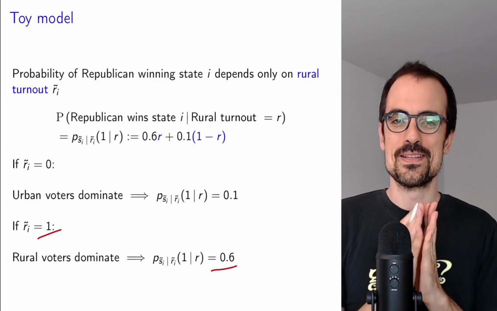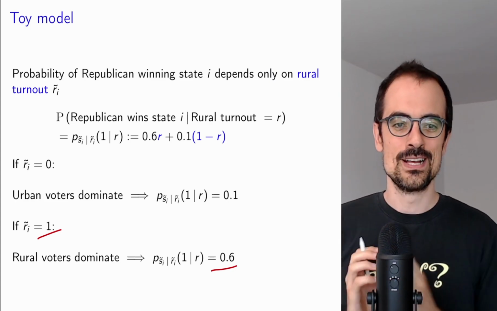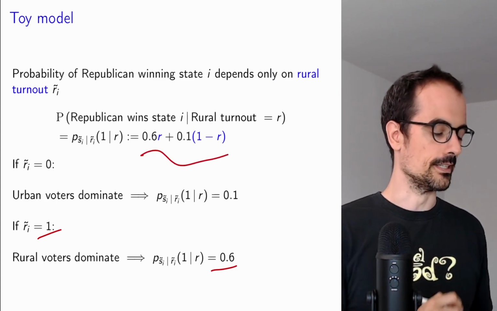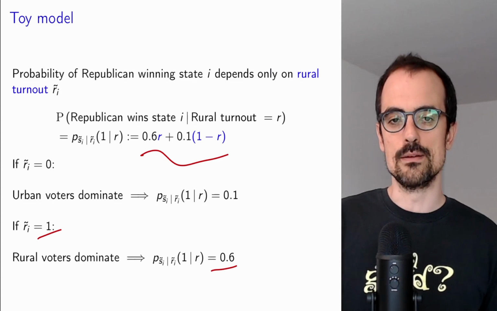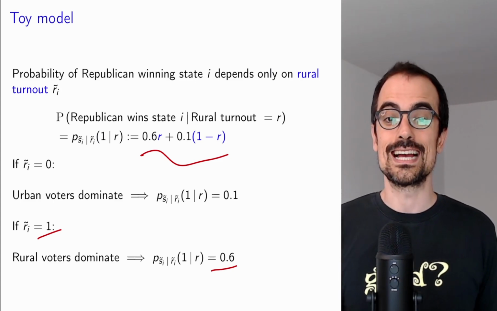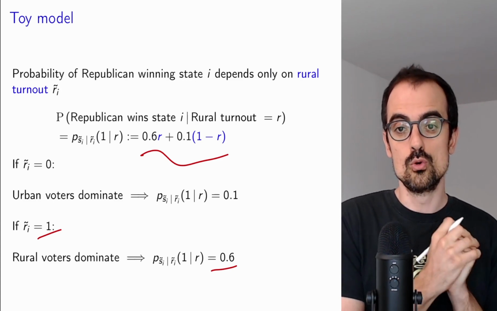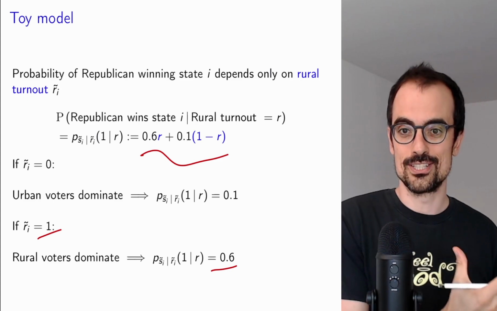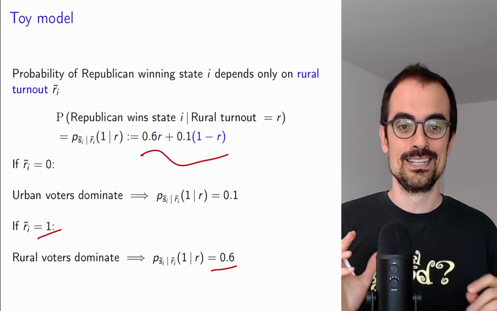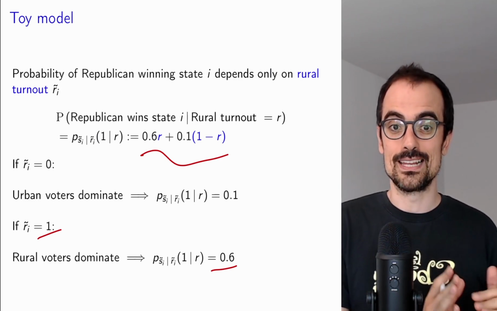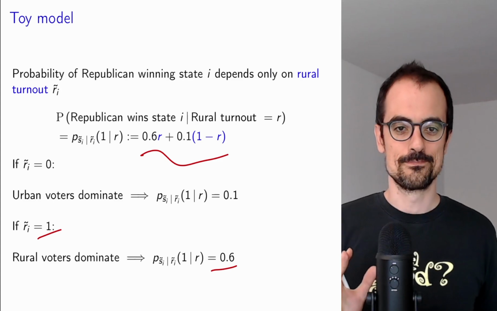Here is where I made the mistake in the previous video. Instead of saying that this was the probability that the Republican would win conditioned on the turnout, I said that this was actually the fraction of rural voters that would go to the election. And that is completely wrong. And this is such an important point that I want to make a little detour to emphasize it.